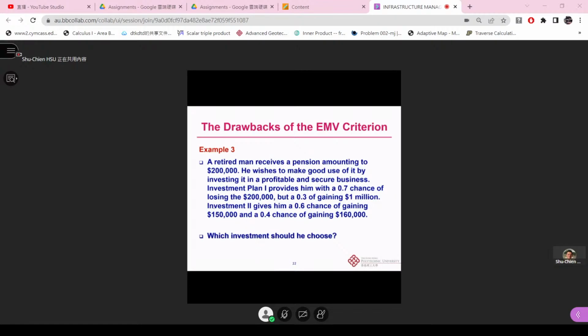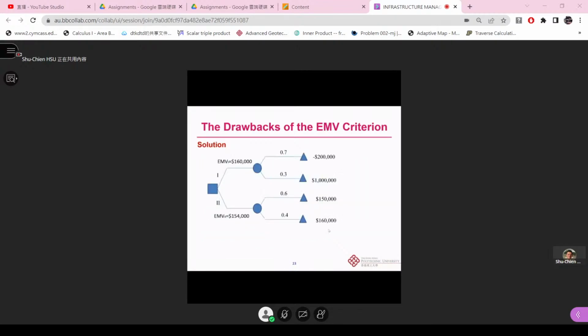So which one? So let us start with the decision tree. Then you can see that we just follow those things. We have decision making for one layer.